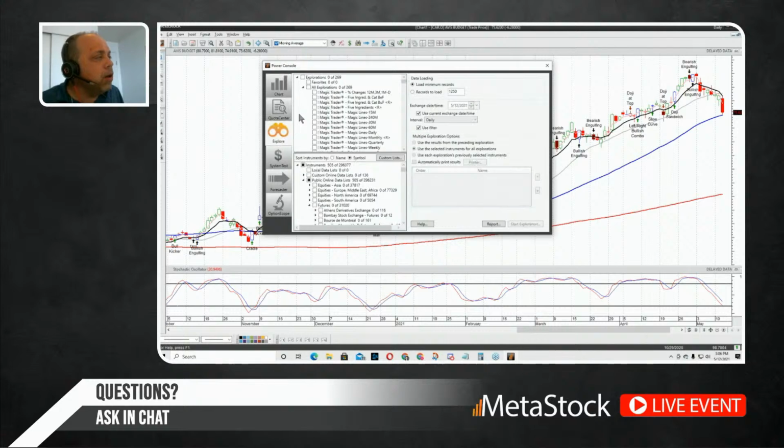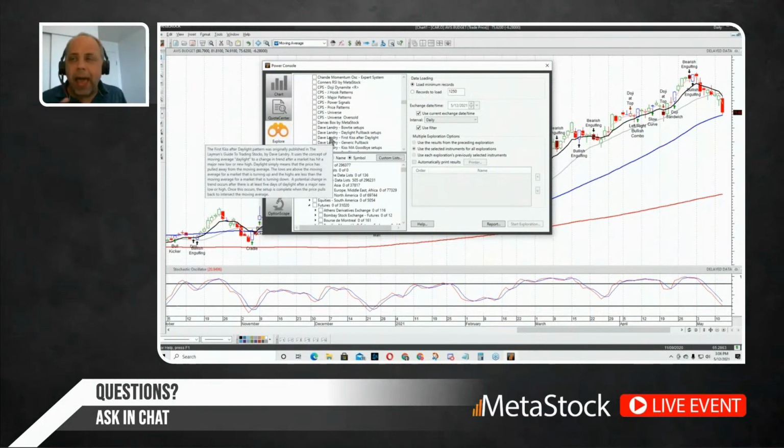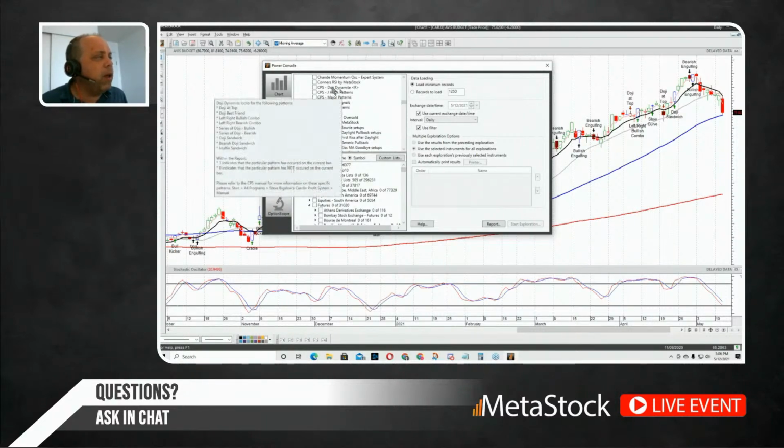Right here in our Power Console, if you're not familiar with Metastock, there's the charting. This is a quote window basically. Our scanning, we call it Explorer. We also have system testing, forecaster, and option scope. But to scan, all you're going to do is click on the Explorer, and all of the explorations that are put together by Steve are called CPS. They stand for Candle Profit Systems, and you'll notice there's a handful right here.